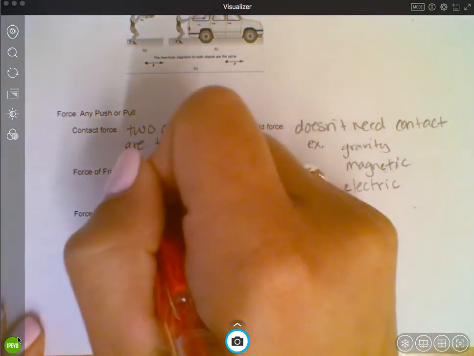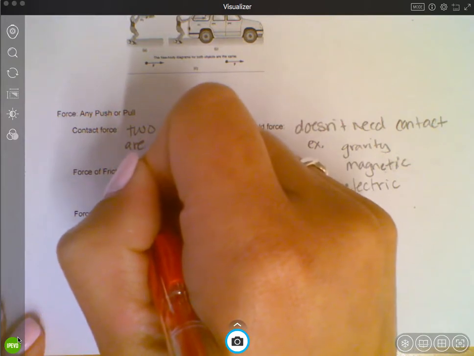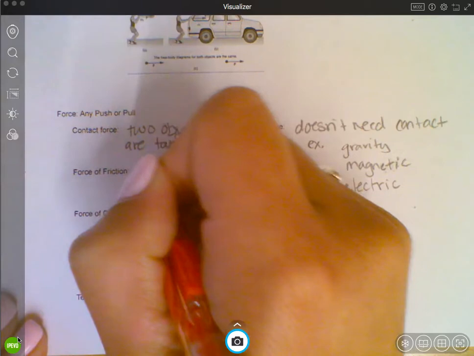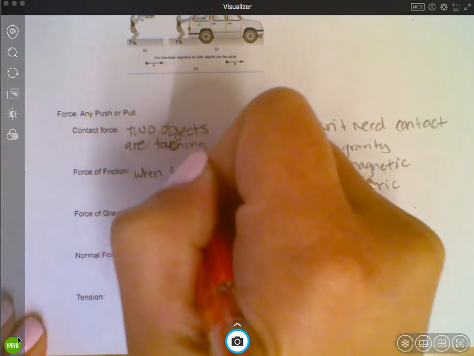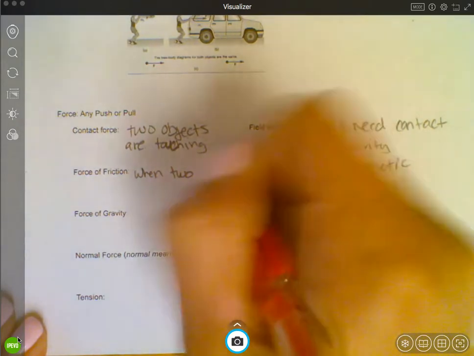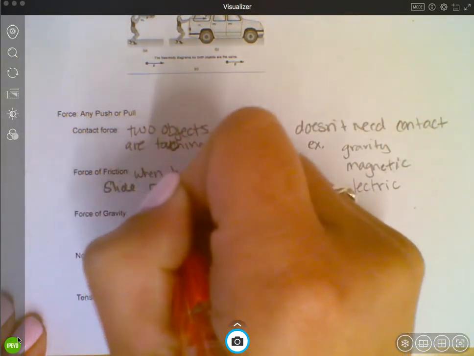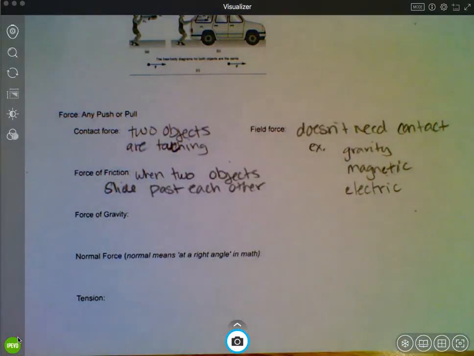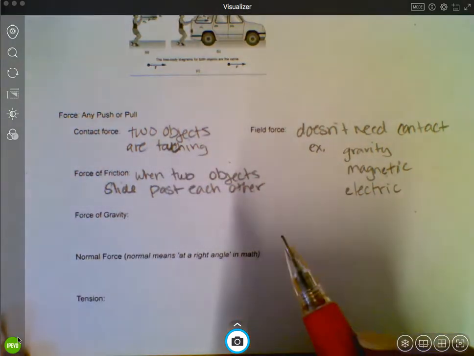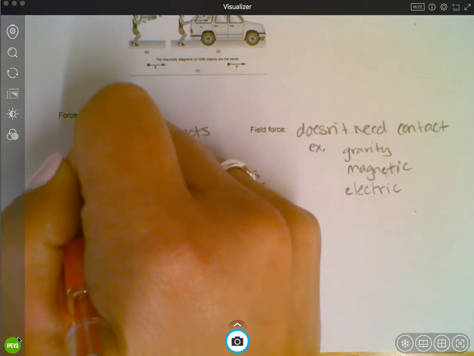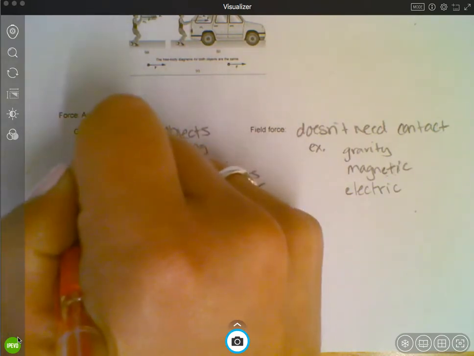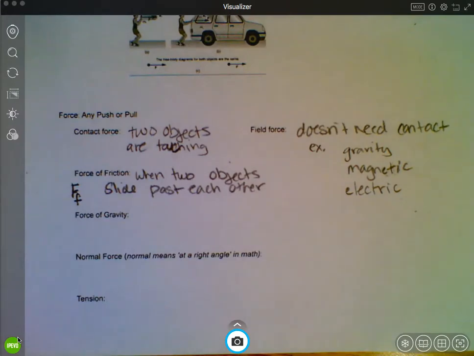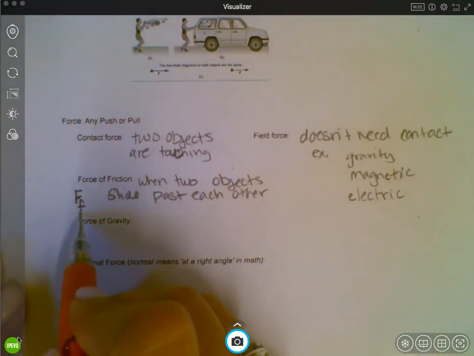The force of friction is a contact force, and it's what happens when two objects slide past one another. It's basically that rubbing. I think you have probably heard about friction before. We're going to dive deeper into these different forces in future lectures, but this is just giving you an idea of what these are. We use F f to represent friction. F is for force, little f is for friction.